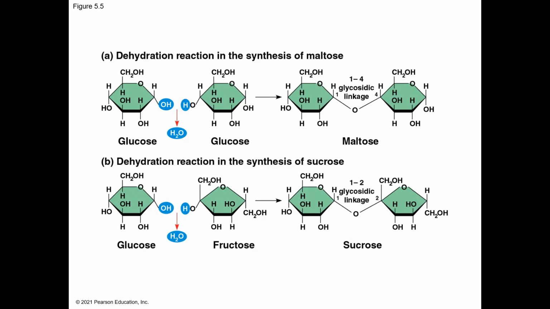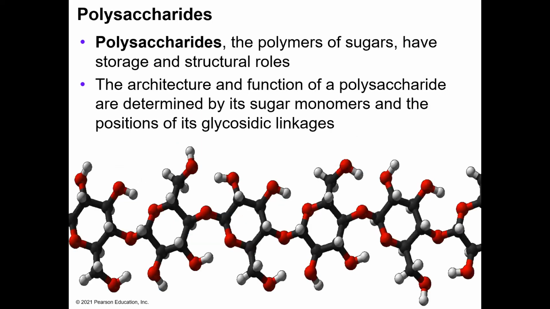So this is just showing you some examples of the creation of disaccharides. The 2 most common ones are maltose and sucrose. So for maltose, if you bound 2 glucose monomers together, you'll form maltose. For sucrose, if you bind a glucose and a fructose, you will create sucrose. Now, we can keep binding and adding monomers of monosaccharides together to form a polysaccharide, polymers.